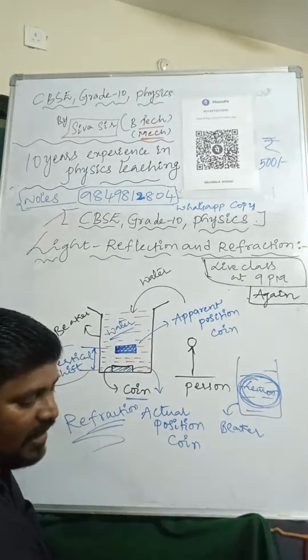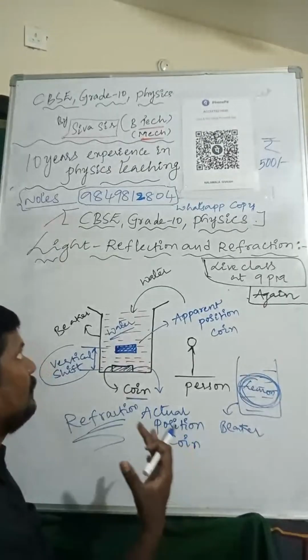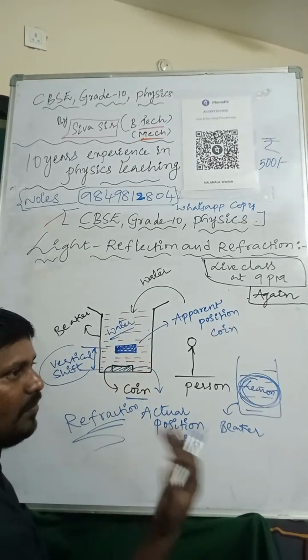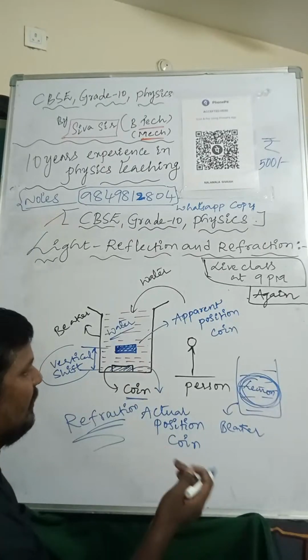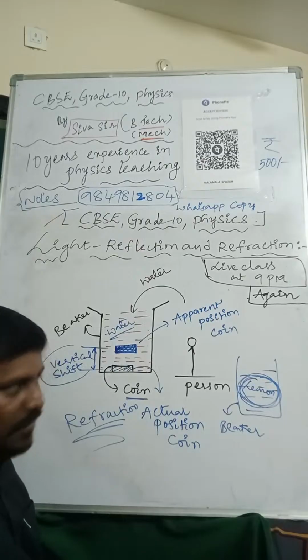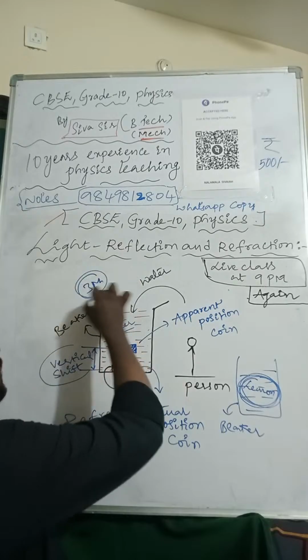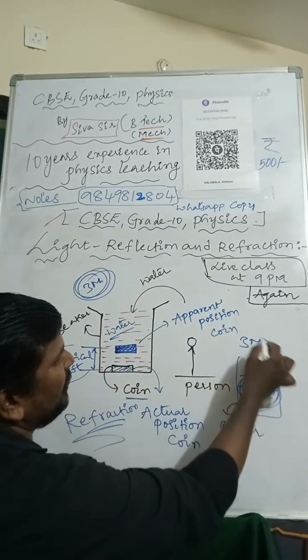And the twinkling of stars is about atmospheric refraction. We can see one more thing: a pencil placed in the beaker. So one more important question. They will ask this for a 3 marks question. Very, very important. Even the lemon example they will ask for 3 marks.